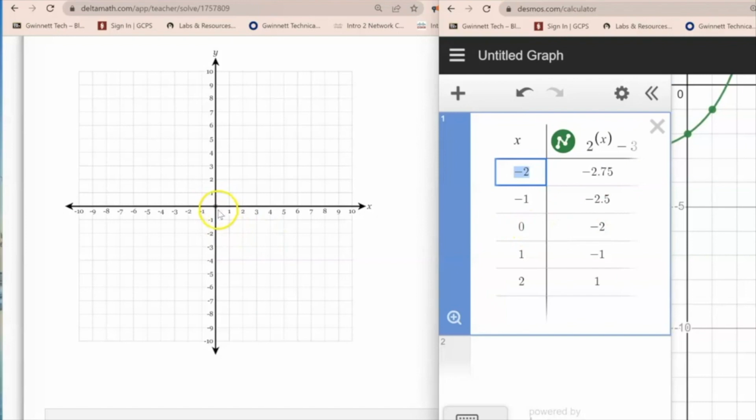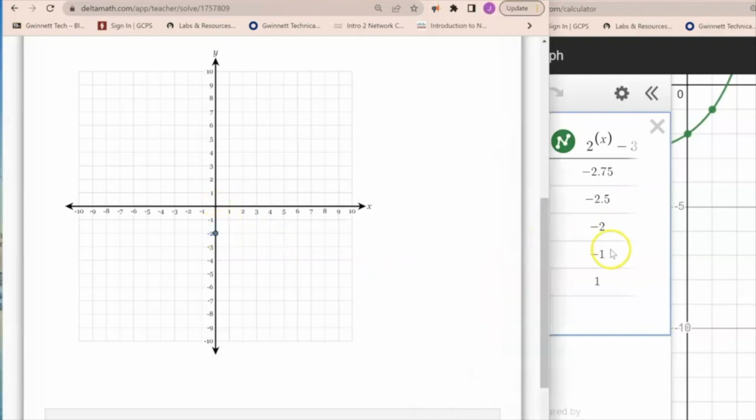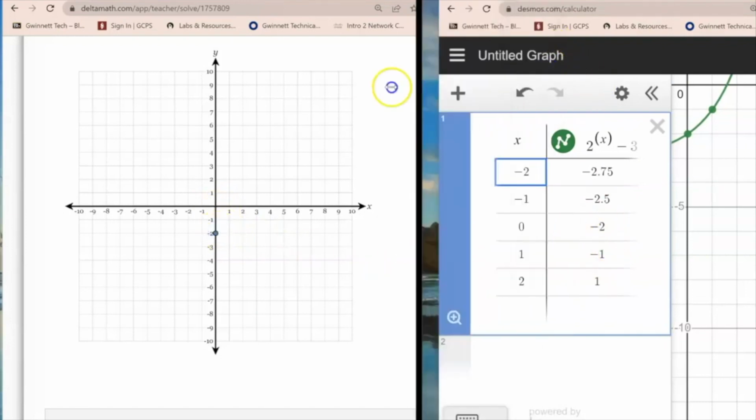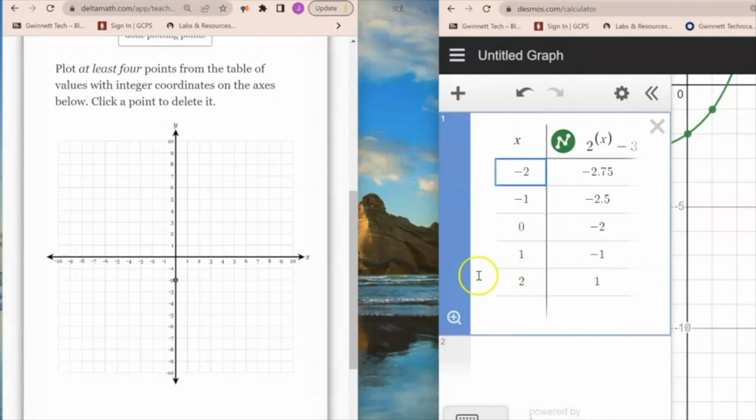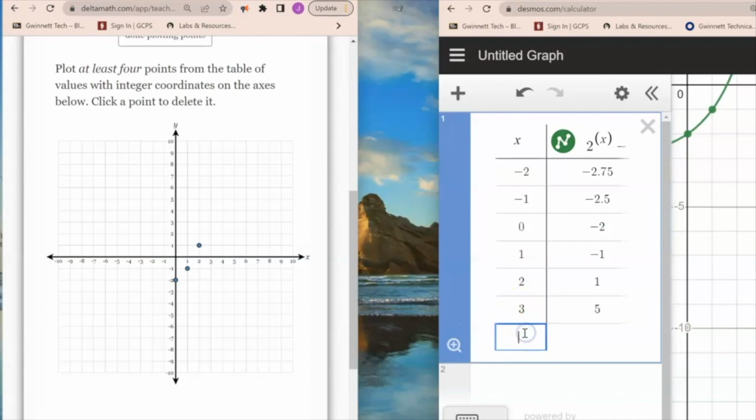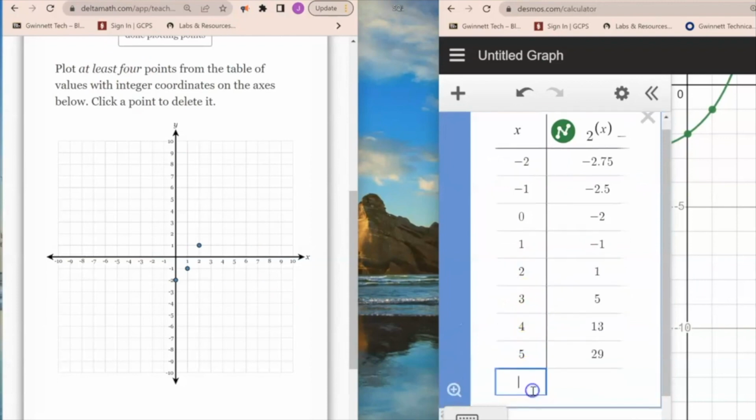So 0, -2, 0, -2. 1, -1, 1, -1, 2, 1, 2, 1, and I need 4 points on this one. So I'll just go and say 3. Ah, that works. 4, see, 5, 6. These are different points, right? So 3 is 5, 3 is 5. So those are 4 points.